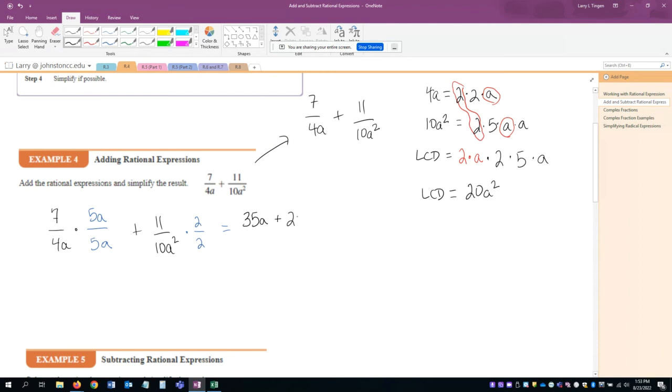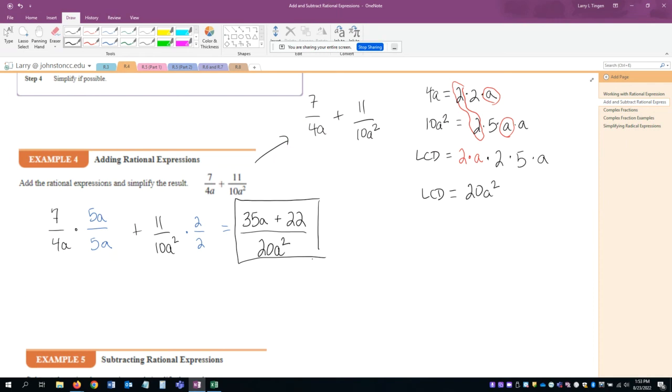Now, here's the key feature. Remember, I did all that work so that I would have the same denominator. Both of these fractions have a denominator of 20a squared. So I can write it all over the same denominator, because that was the goal. That was what I was trying to get out of it, is to get the same denominator.